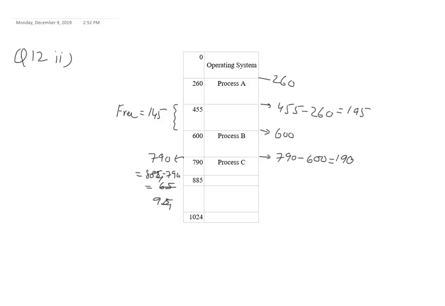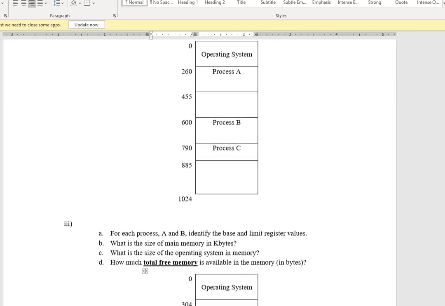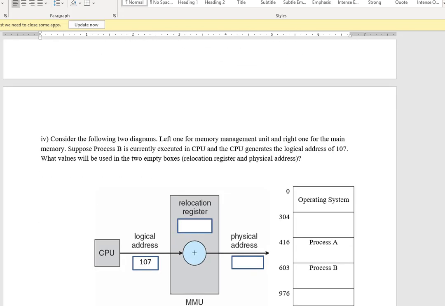After that, I have solved for you another question. I don't remember which question this is. Let's check it. Okay, this question is question number 12, part 4. It says consider the following 2 diagrams, the left one for the memory management unit and the right one for the main memory. Suppose process B is currently executed in the CPU. So we are thinking about process B. The CPU generates the logical address of 107. What values will be used in the 2 empty boxes?